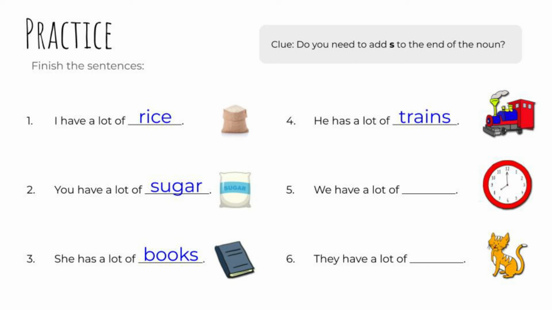5. We have a lot of time. Time is abstract. 5 time? No, it's uncountable. We use minutes and hours to count it. Last one, 6. They have a lot of cats. We can count cats. Add that S at the end.